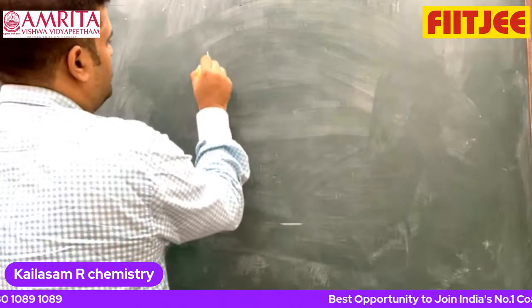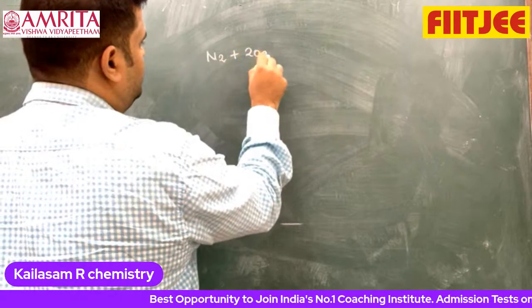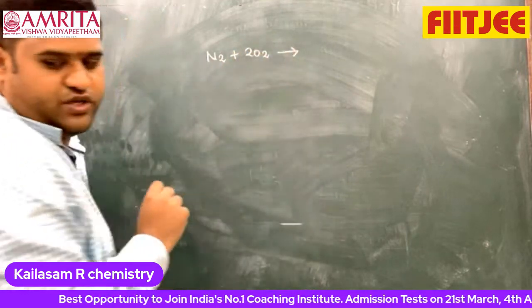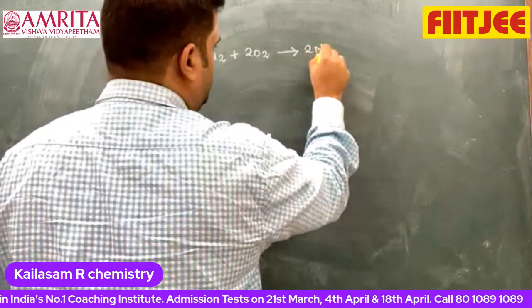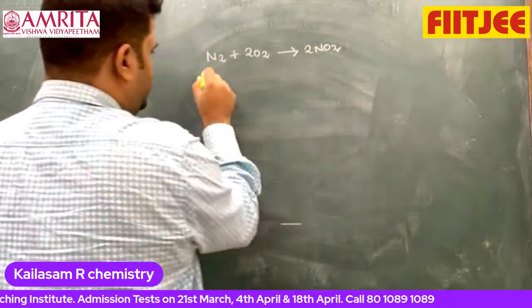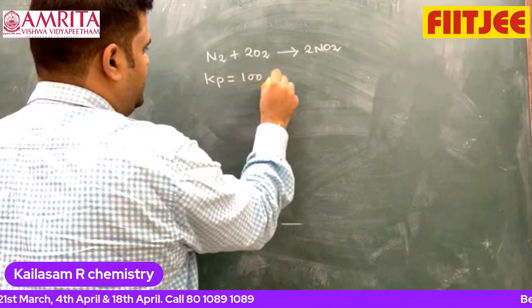N2 plus 2O2, which you are going to get as 2NO2. So I can say that Kp of the reaction is what? 100.